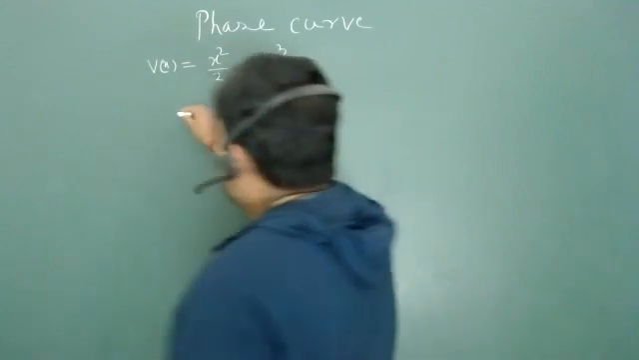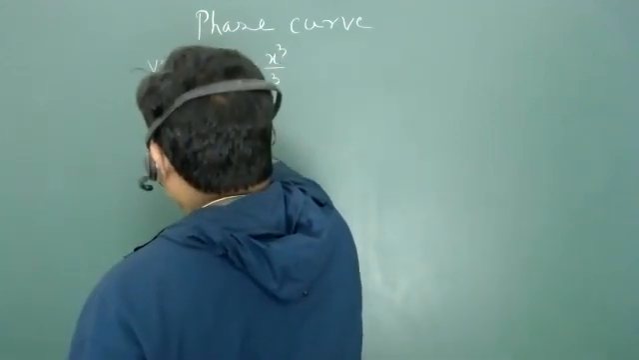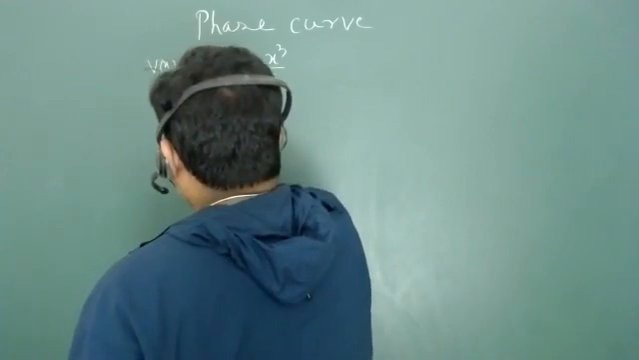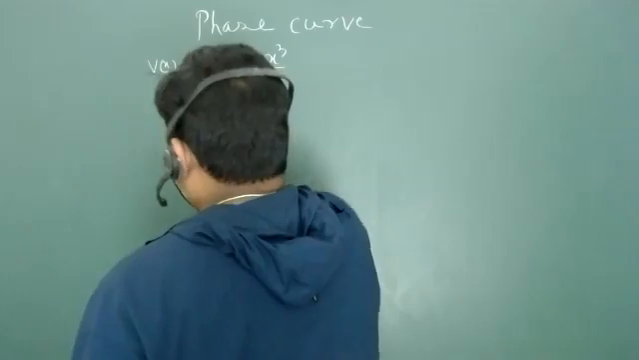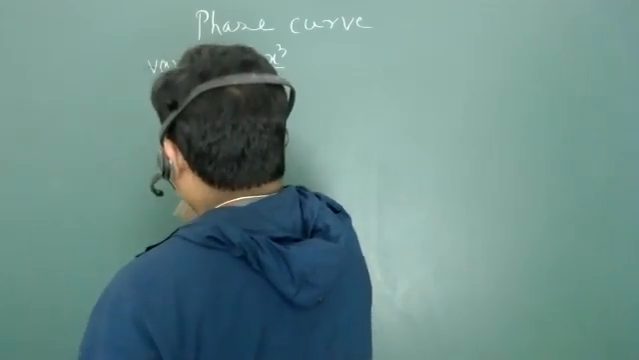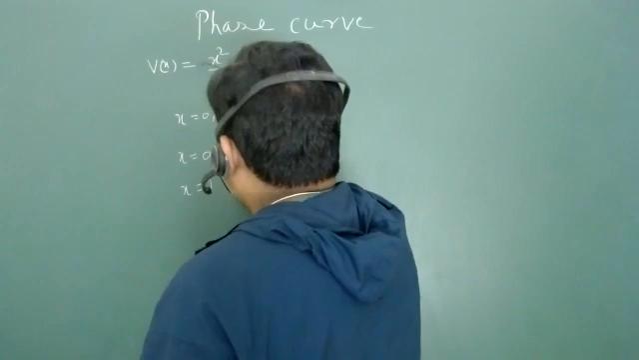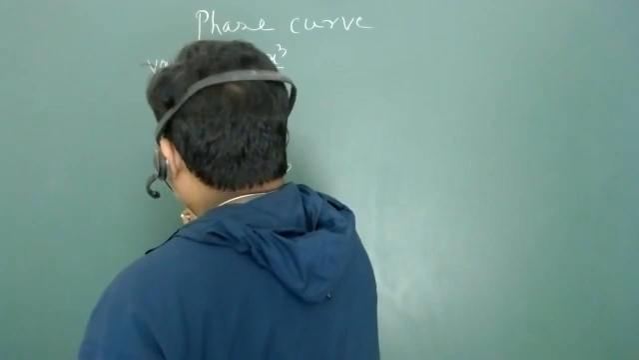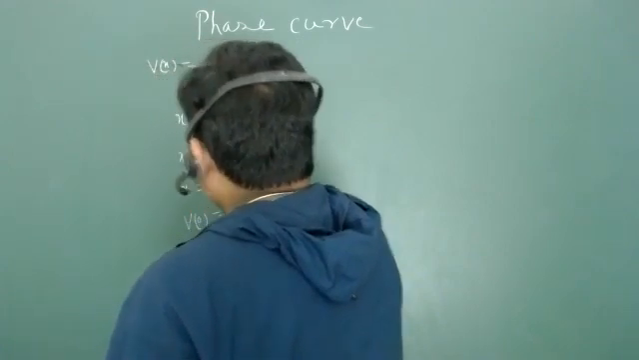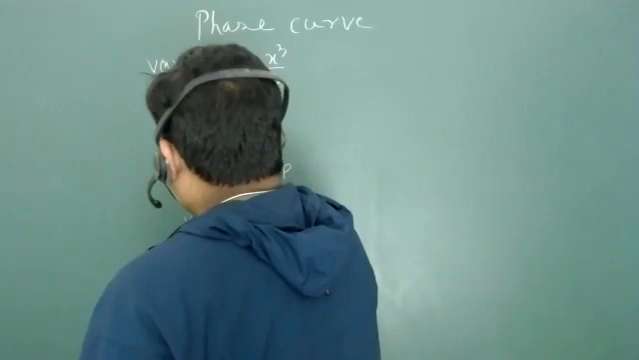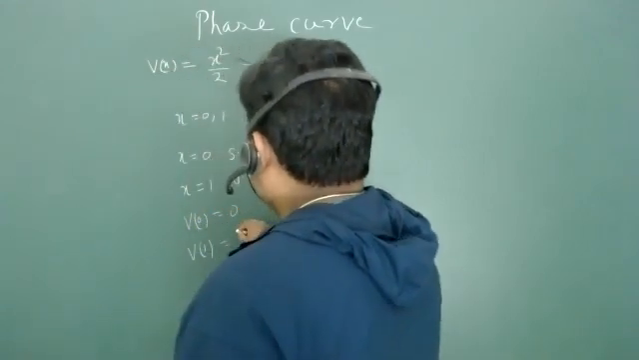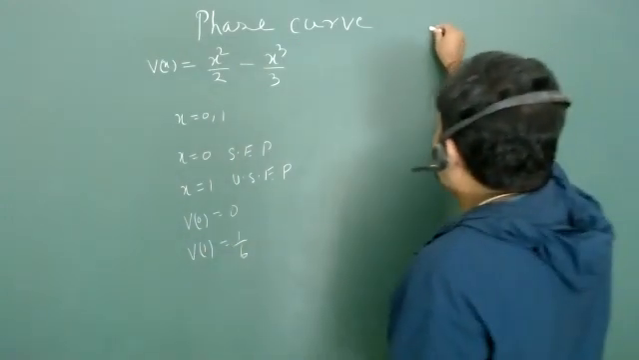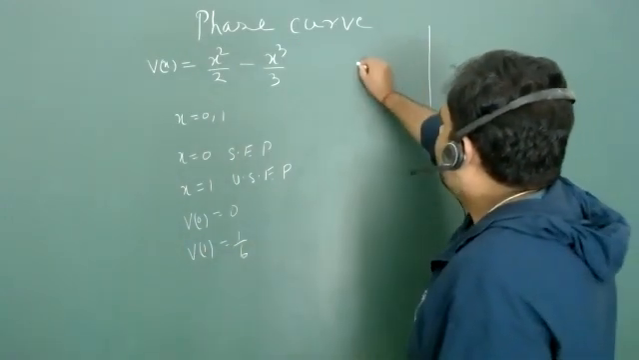x equal to 0 and 1 are the equilibrium points. x equal to 0 is a stable equilibrium point, as you can remember from your previous class, and x equal to 1 is an unstable equilibrium point, isn't it? When we go for V(0), the value is equal to 0. And when we go for V(1), the value is equal to 1/6.